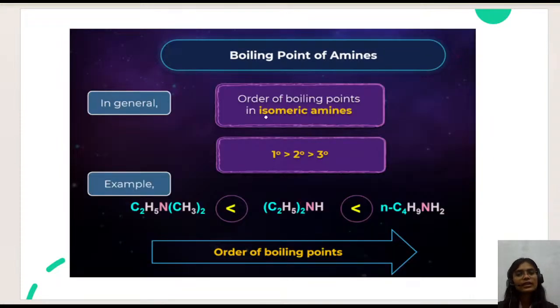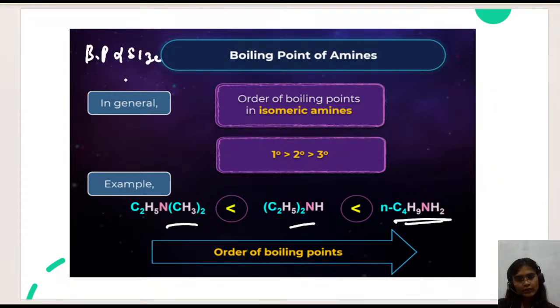Now let's see the next point, that is boiling point. Primary has the maximum boiling point, followed by secondary, then tertiary. The answer is hydrogen bonding. Observe this, it's a straight chain, then branching, and the more the branching, the lesser the boiling point. So it's the same concept: boiling point is directly proportional to the size, directly proportional to the surface area, and inversely proportional to the branching. This is all for the chemical property or the basic part of the amines.